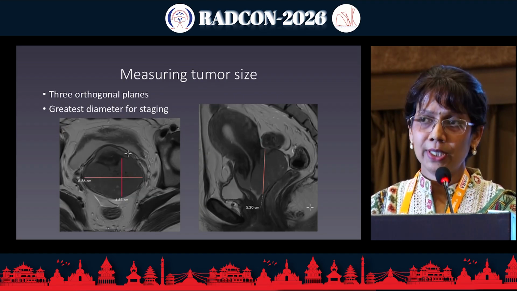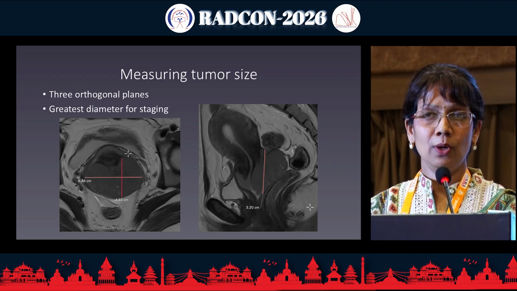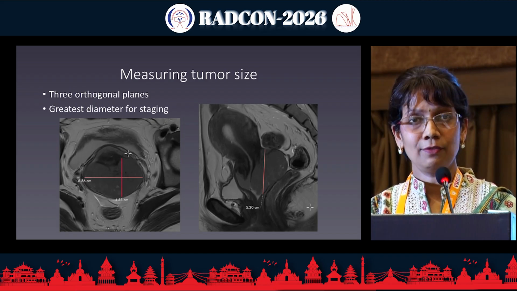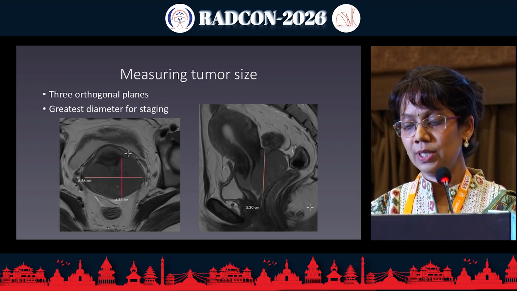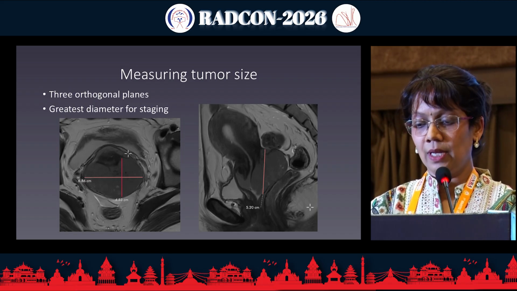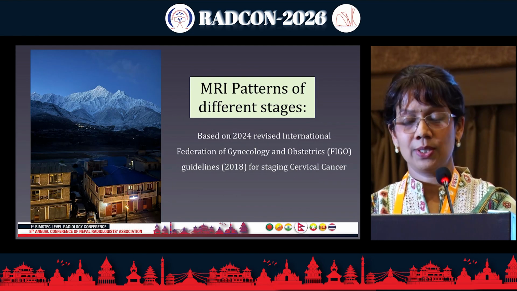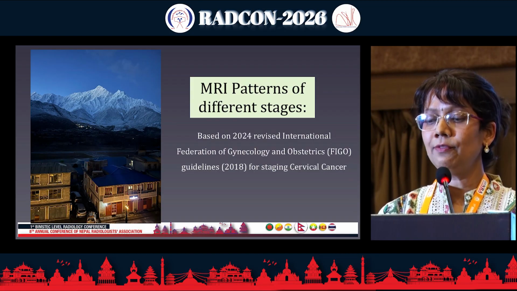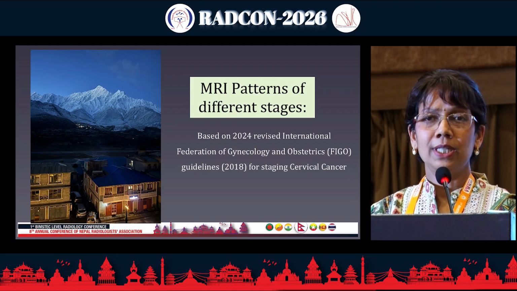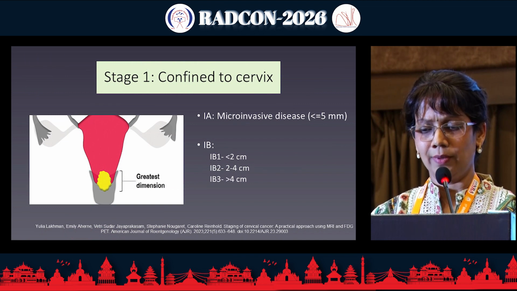So when we are measuring the tumor size, we need to obtain 3 orthogonal planes, and we have to take the greatest dimension for staging. Coming to the different patterns on MRI as per the FIGO staging, we know that stage 1 is confined to the cervix.